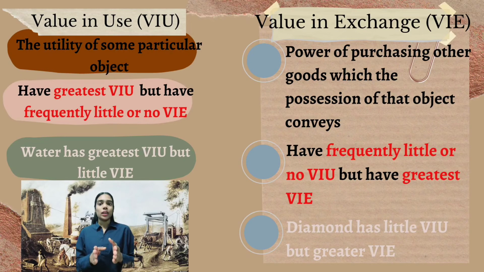Value in use, VIU, explains the utility of a particular object. An object may have the greatest VIU but frequently little or no VIE. For example, water has the greatest VIU but little VIE. On the other hand, value in exchange explains the power of purchasing other goods which the possession of that object conveys. This object has frequently little or no VIU but the greatest VIE. For example, diamonds have little VIU but great VIE.